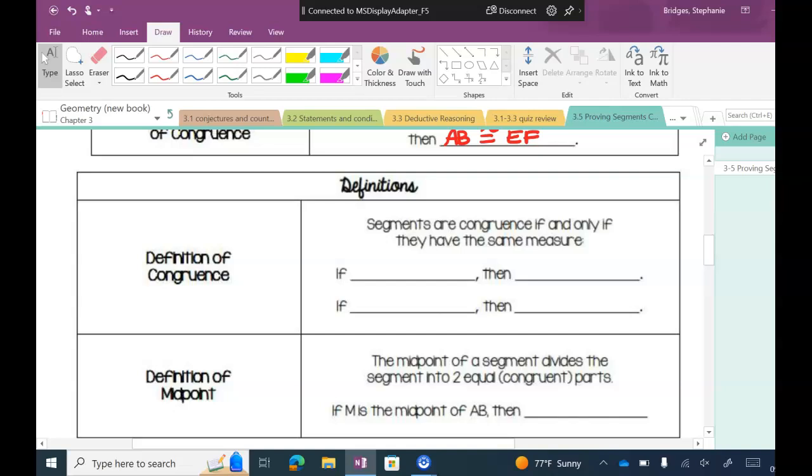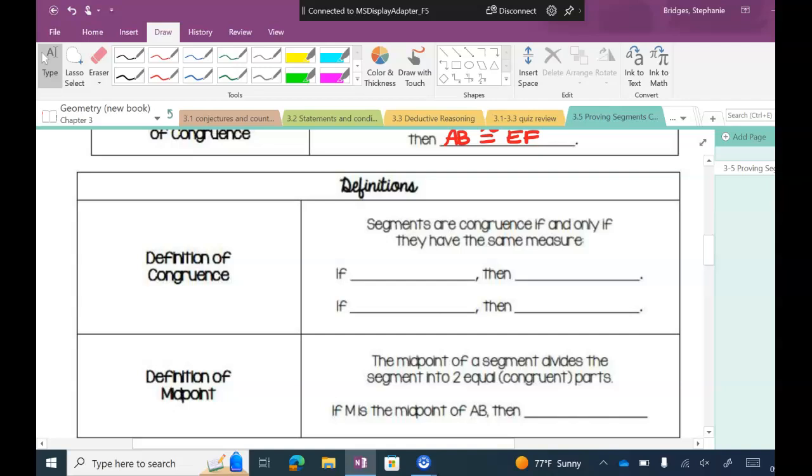All right, so the definition of congruence, this is going to be another reason that we can use in our proofs. We should not have phones out. We should not be on any kind of technology whatsoever. Let's make sure they are put away and not in our sight.